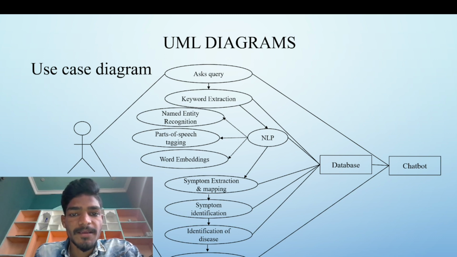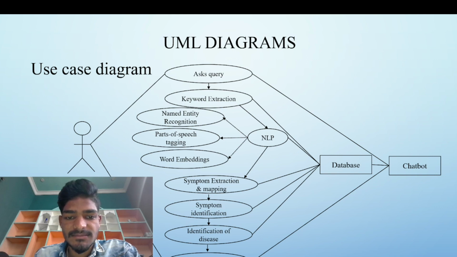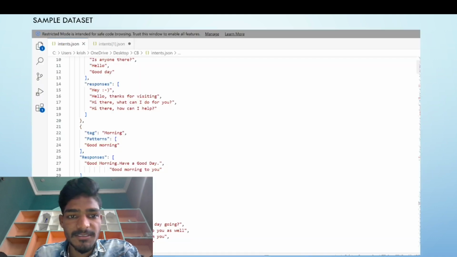And this is our UML diagram for the implementation of the chatbot. First, the user asks a query from the keyboard using natural language processing. The chatbot extracts the symptoms, identifies the disease, and displays the results.